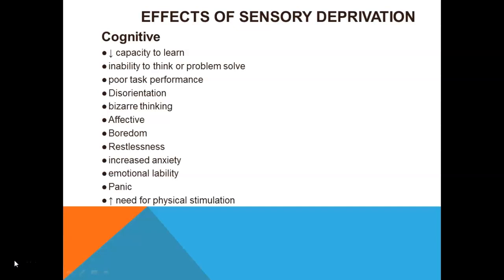Effects of sensory deprivation. If someone is deprived of any type of sensation, you will see that they'll have a cognitive decline. They'll have a decreased capacity to learn, an inability to think or problem solve. They'll have poor task performance. They might be disoriented. They might start having bizarre thinking. They will have a weird affect.